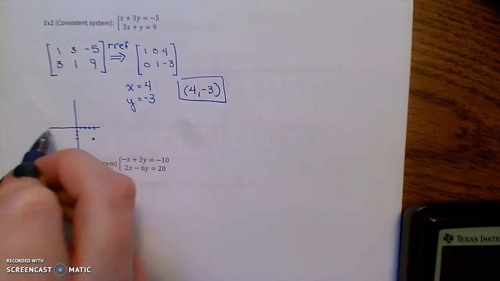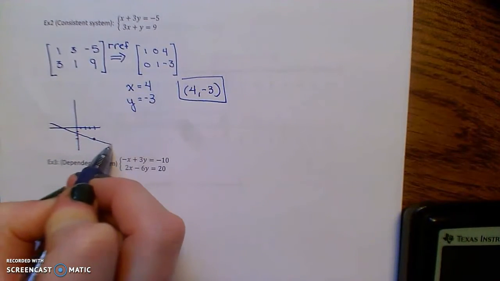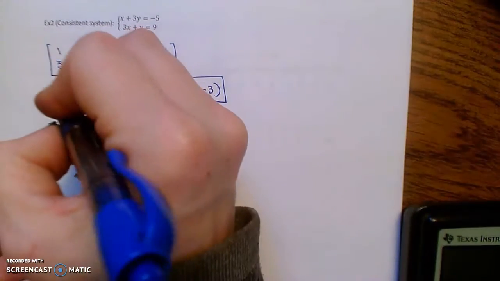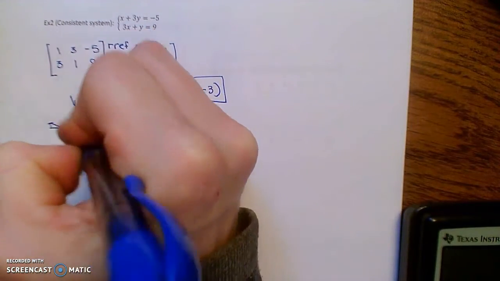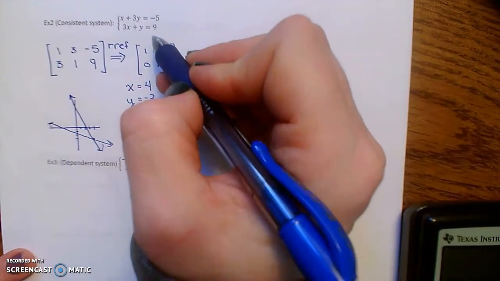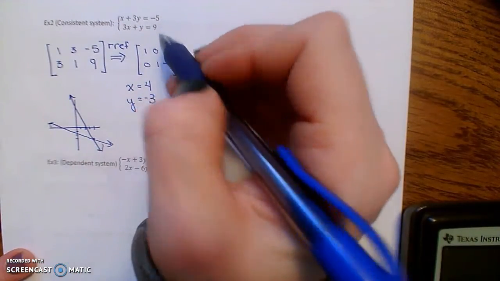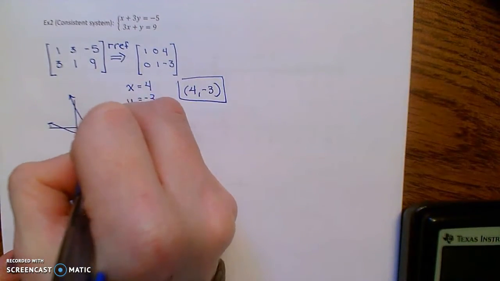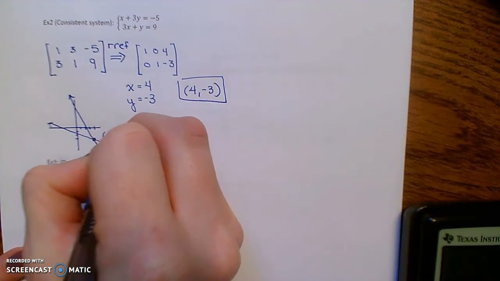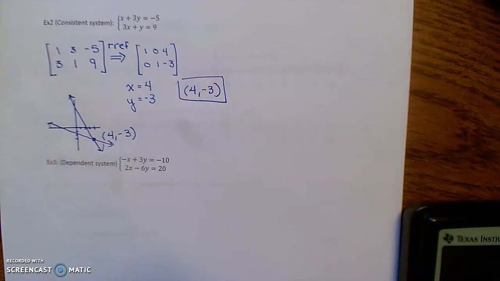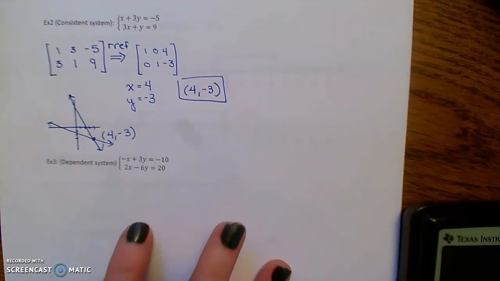So just a rough sketch of these two lines. One might look like so, and the other one like so. So if these two lines are the graphs of these two equations, then this point here is the one unique point of intersection of those two lines.